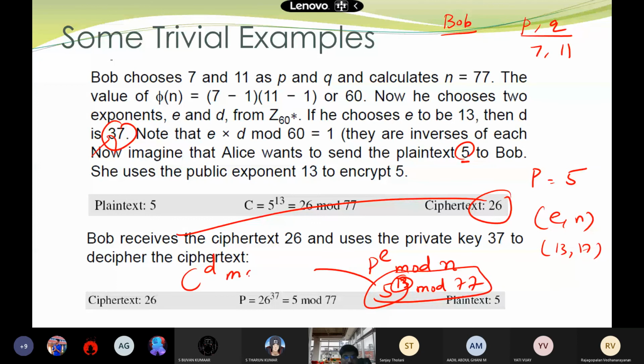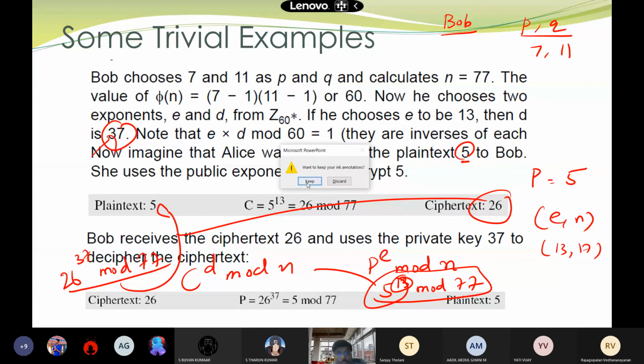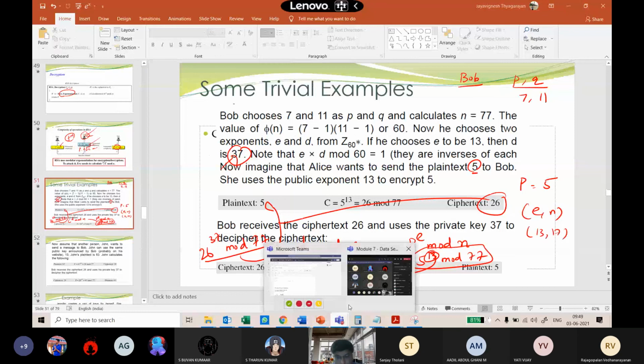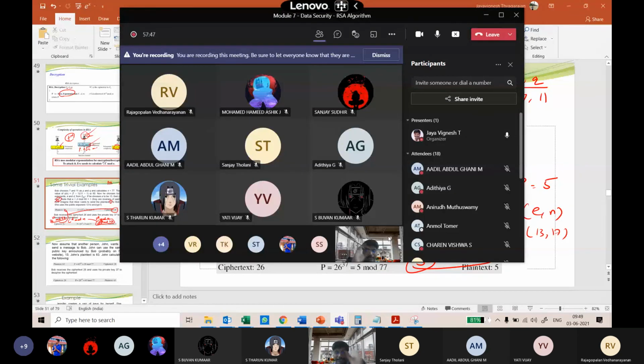Once you transfer the ciphertext to Bob, Bob has to compute c to the power of d mod n. He's got 26, so 26 to the power of d, where d is 37, mod n, which is 77. You have to find out. If you get back 5, the answer is correct. That is the entire algorithm. So I need to teach you fast exponentiation as well as how to find d, the multiplicative inverse, so that you can use this for problems.